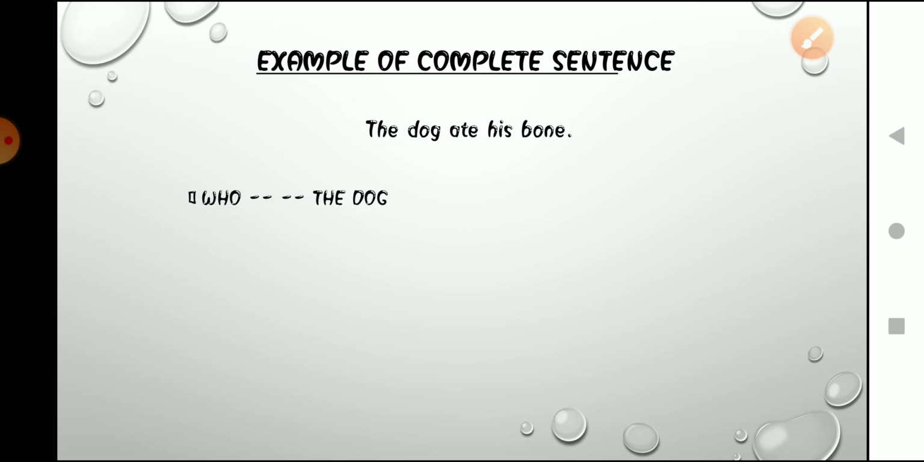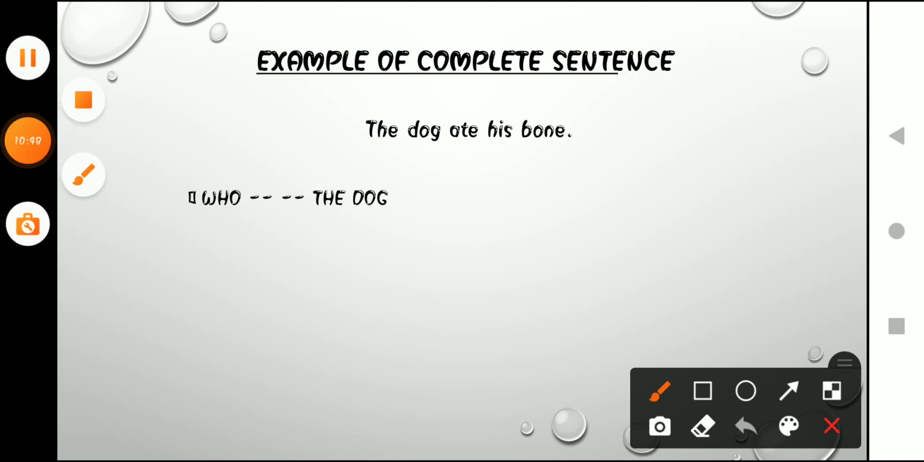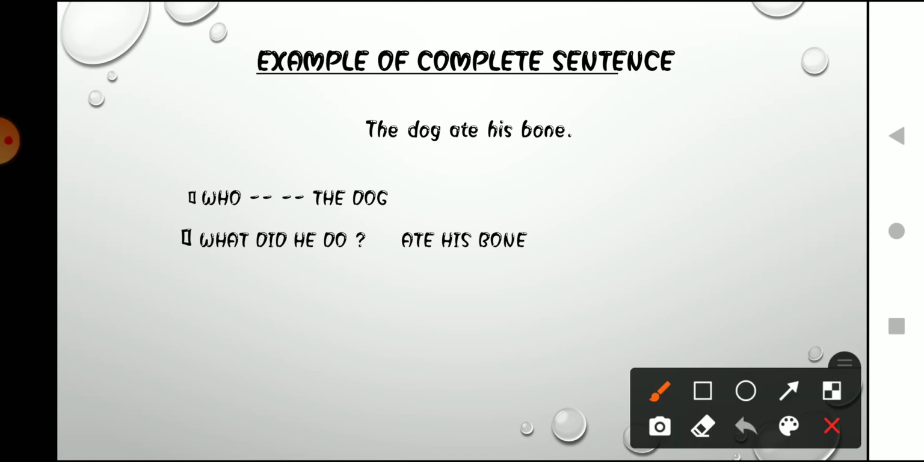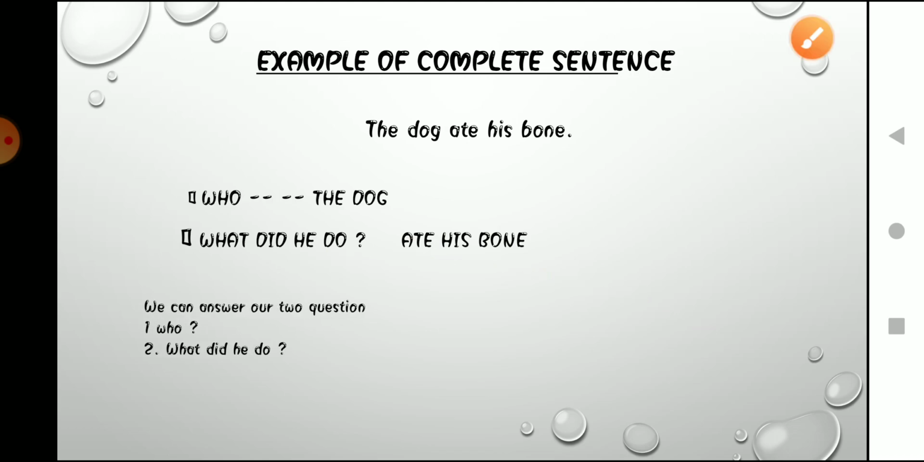So in this sentence, the one about which we are talking is who. What are we talking about? We are basically talking about a dog. And what did he do, or what is he doing? That is, ate his bone. So we get both answers to our questions. The first question was who, and the second is what did he do. We get answers to both, so we can say that this is a complete sentence.